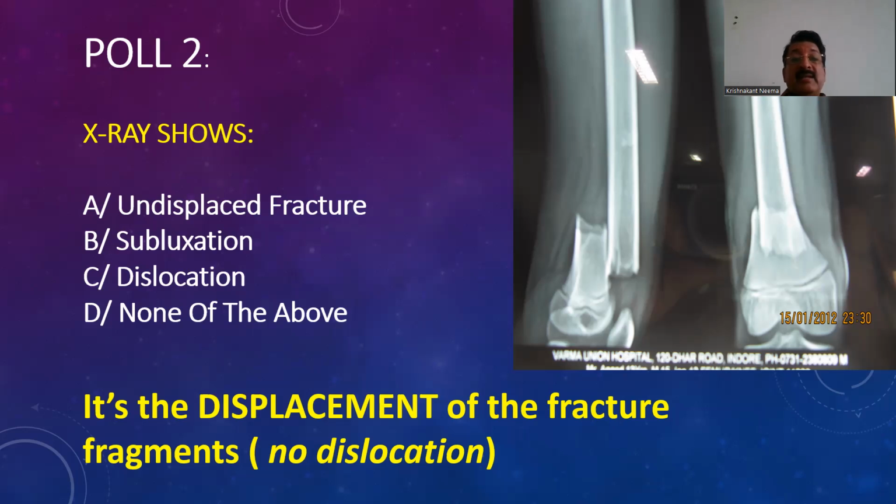Is it B, subluxation? No, the joint is not involved. It is a clear case of fracture. Is it dislocation? No, again, the joint is not involved. It's a clear case of fracture. So the correct answer is D. It is none of the above. So that means you have to really look at the finer aspects of the X-ray and not hastily comment on the X-ray.